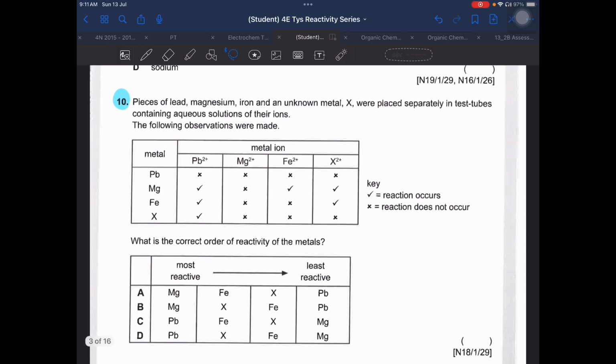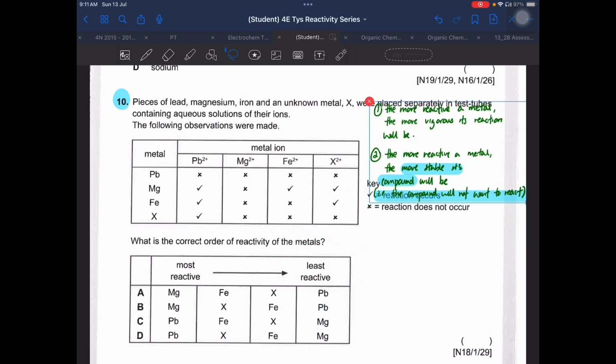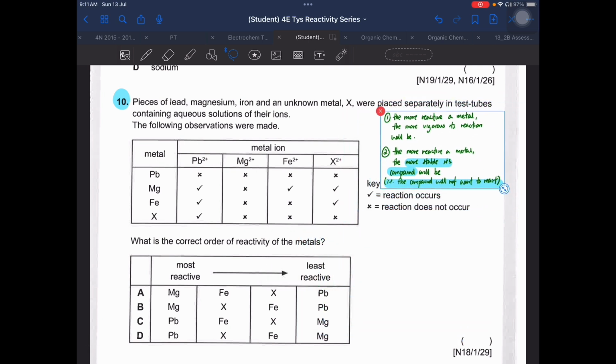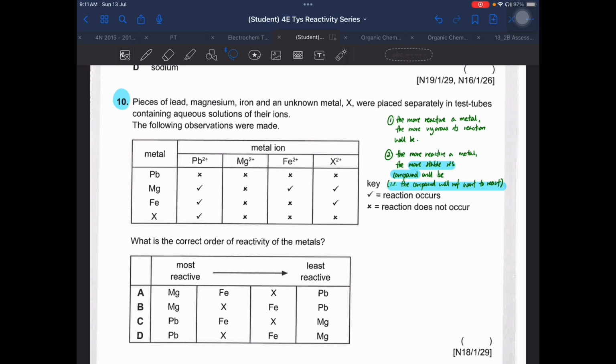You see that question 10 is again comparing reactivity, right? So let's bring back these two statements again, then we see which one we need to apply accordingly. This one says that pieces of lead, magnesium, iron, and an unknown metal X were placed separately in test tubes containing aqueous solutions of their ions. The following observations were made. When you put the metals with the ions, you see whether there's a reaction: a cross is no reaction, a tick is a reaction.